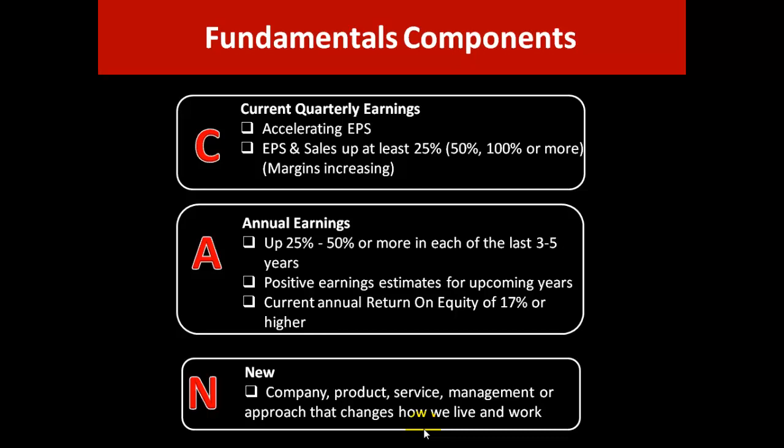You want positive earnings. You want positive earnings estimates. You want current annual return on equity to be at least 17% or higher. Many of the best stocks will have well over 20, some over 100% for their return on equity. Again, you want to focus on newer companies that have an incredible product or service that changes how we live and work.